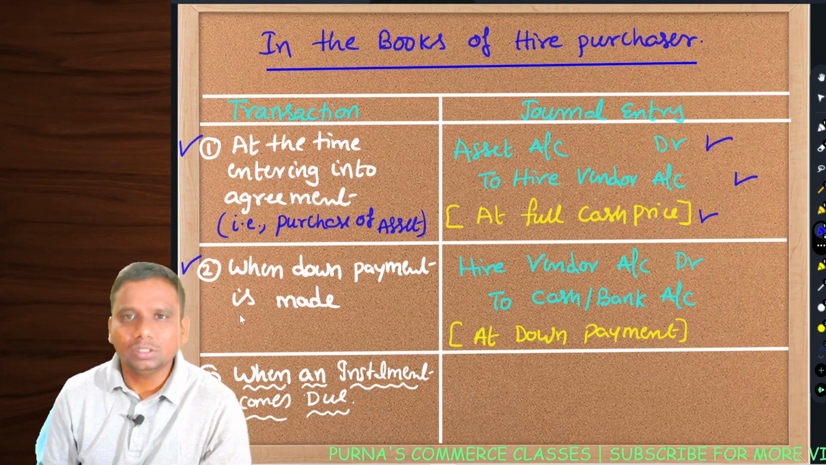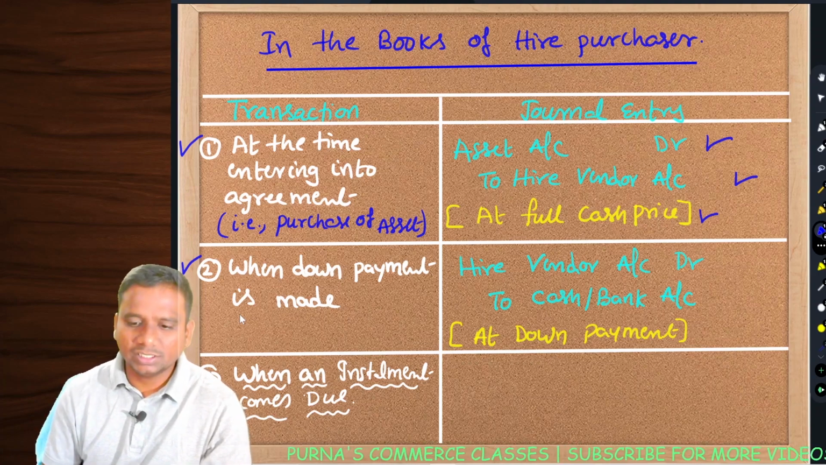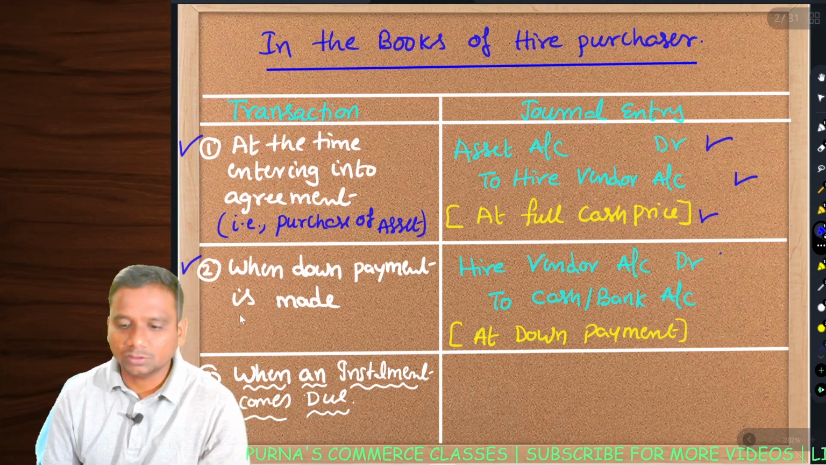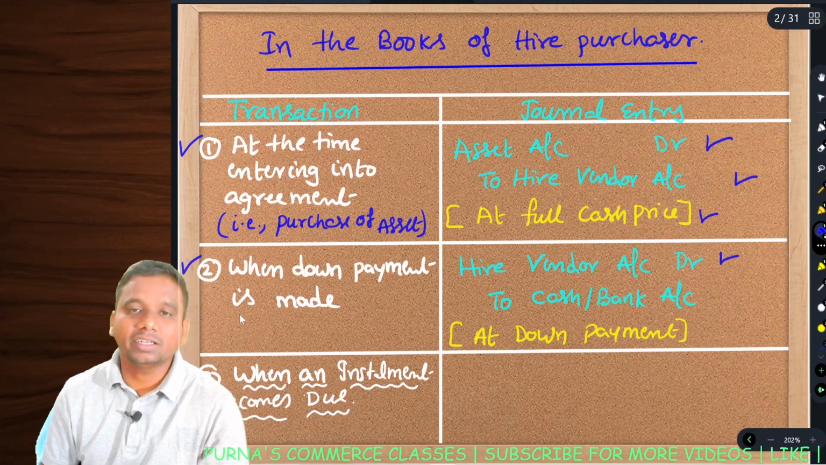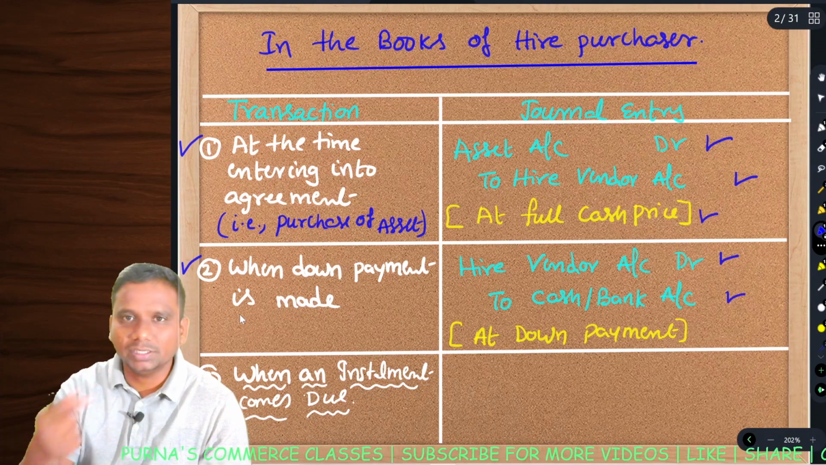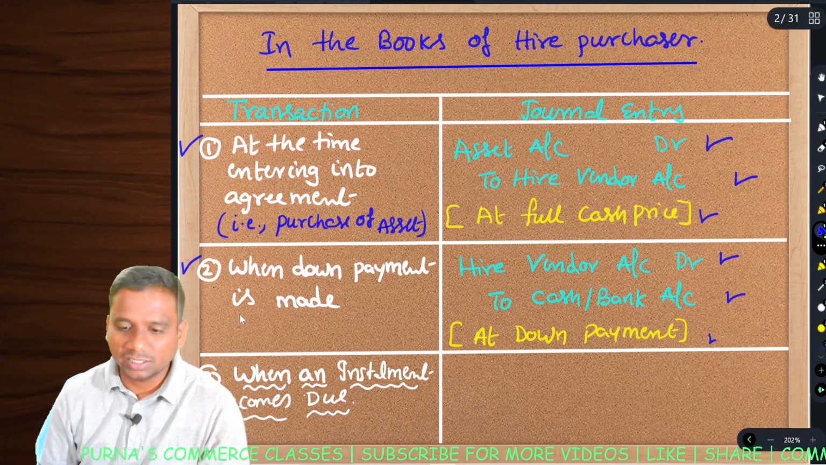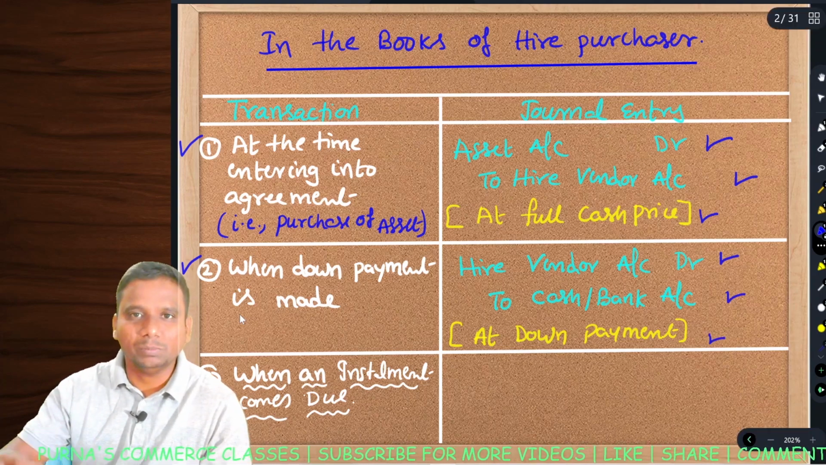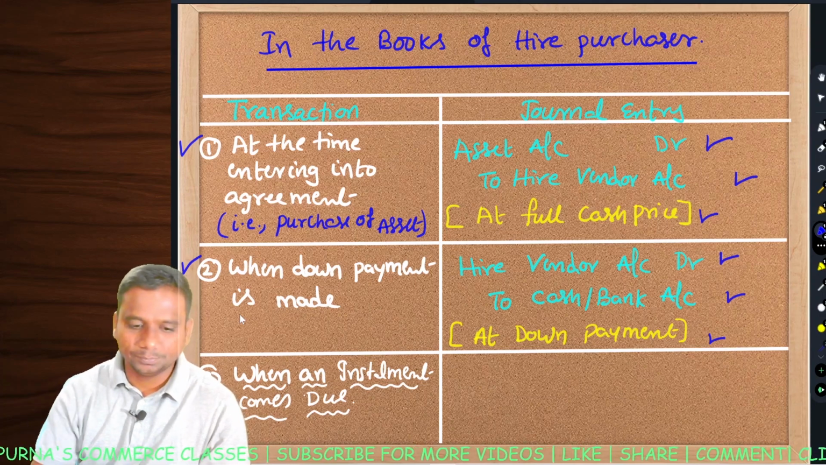The same amount we should pay now. Now, who is the receiver of this down payment? Hire vendor. So, receiver account to debit, hire vendor account to debit. What we are paying? Cash or bank? Most probably bank account is credit. So, this entry is recorded at what amount? Down payment amount.